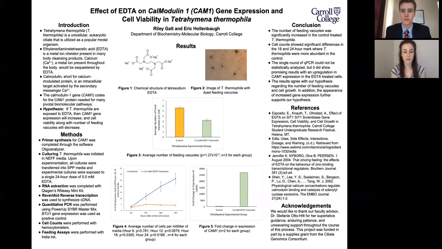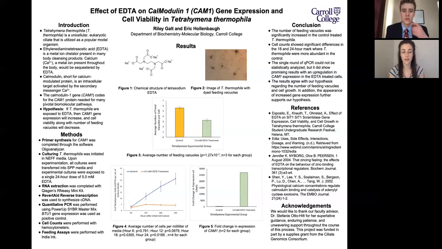So now we'll move on to the methods that we used in order to complete this research project. For starters, we had to make primers that were specific to our CAM1 gene. To do that, we utilized a software called OligoAnalyzer. Once we had the primers, we began culturing our Tetrahymena thermophila.